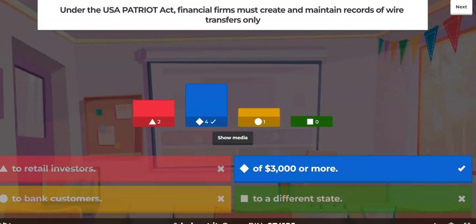Good deal. Okay, yes, records of wire transfers of $3,000 or more. Remember, they only file the currency transaction report at $10,000, but still maintain records of $3,000 or more. Very good.